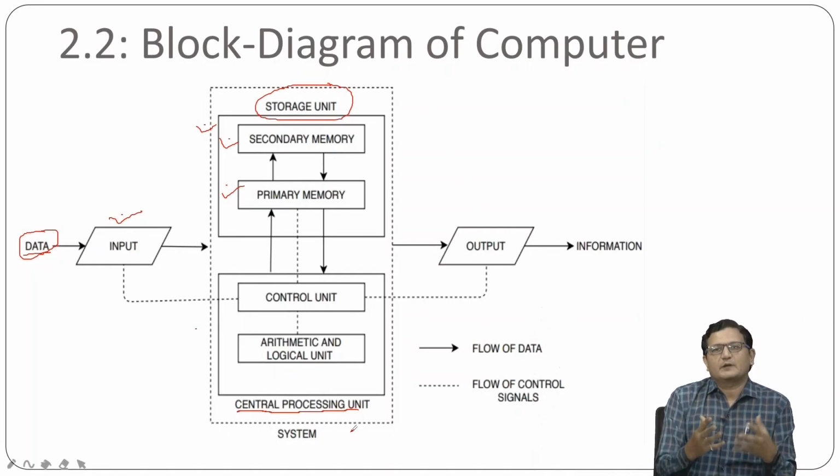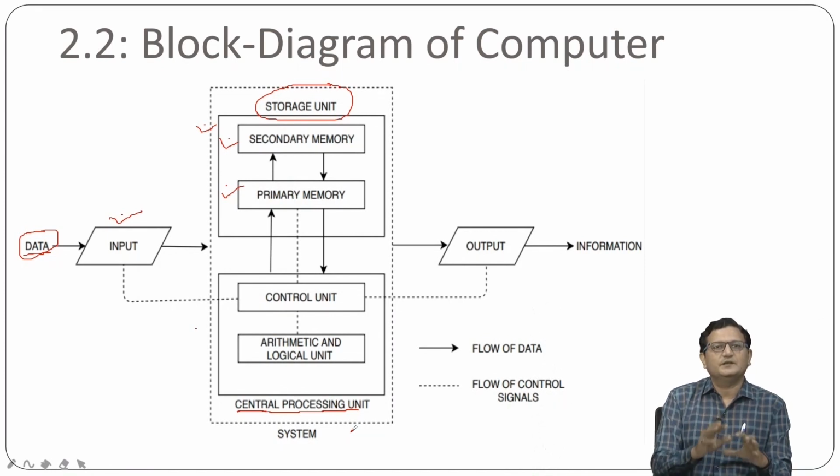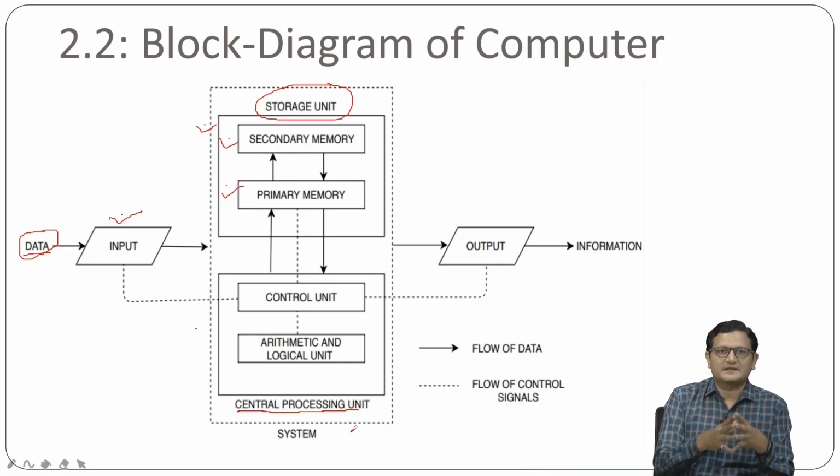Fine. Sometimes what happens? Some intermediate result will be produced, right? So when the CPU is doing a processing work, at that time some intermediate results will be generated, and that has to be stored, right? So again here the storage unit will be used. Whatever intermediate results are produced, not the final output, they will be loaded into the storage unit. So here there are two types of storage units: secondary memory and primary memory, and basically this memory provides a storage, right? So here data will be stored, information will be stored, and finally intermediate results will be stored.